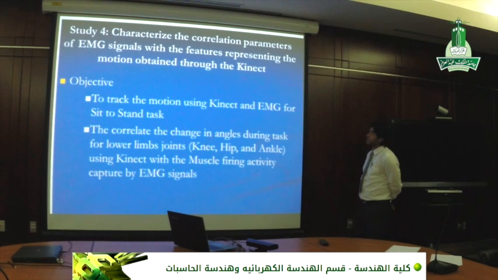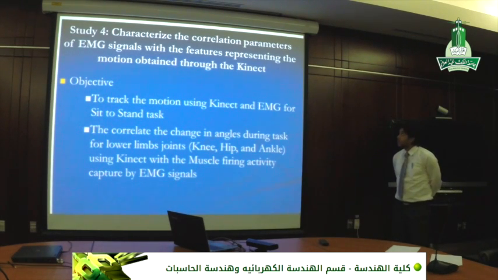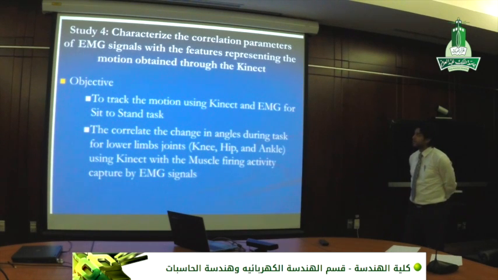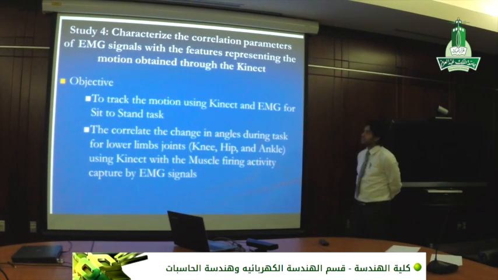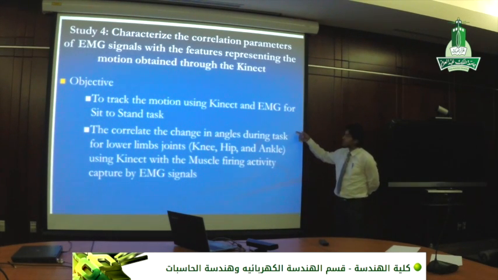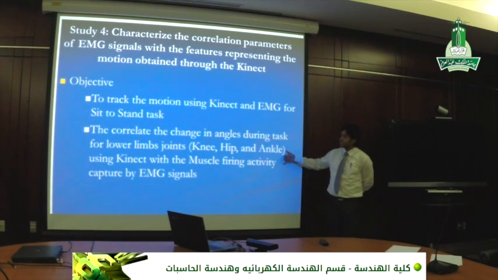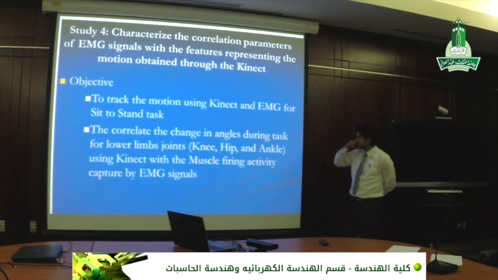This was the fourth study that we conducted for this project, and we wanted to characterize the correlation parameters of the EMG signal with the features representing the motion obtained through Kinect. The objective of this study was to track the motion using Kinect and EMG for the sit-to-stand task, and correlate the change in angle during the task for the lower limbs, that is neck, knee, hip, and ankle, using Kinect, with muscle firing activities captured by the EMG signal.